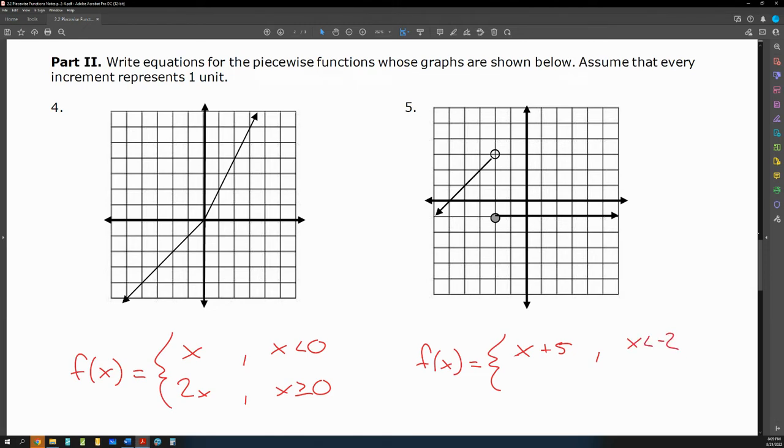For the second piece, we have the horizontal line at y equals negative 1. And the domain for this is everything greater than or equal to negative 2. Now in this case, it does have to be this way, where this is less than and this is greater than or equal to, because we have an open circle up here and a closed circle here.